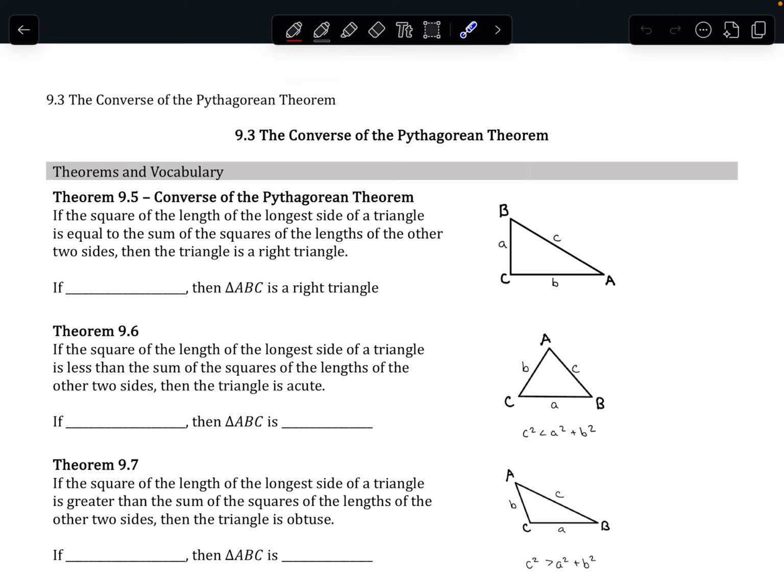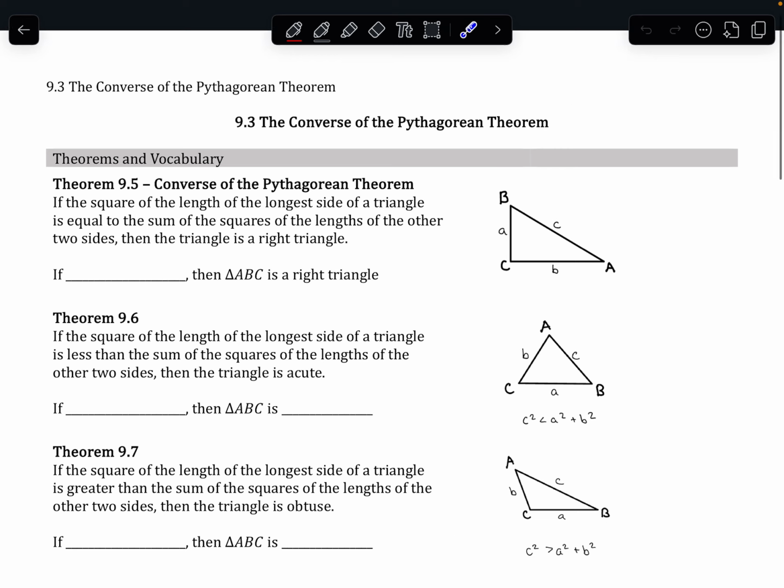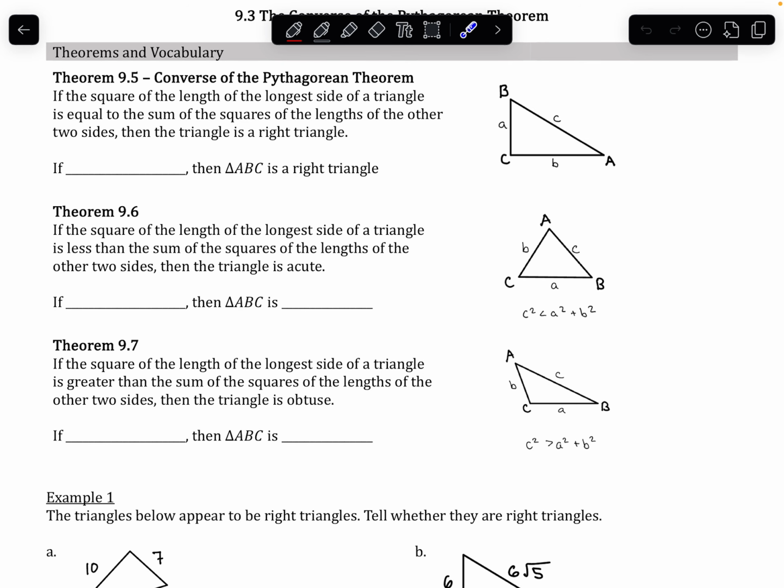Hi, everyone. Today we're going to focus on Chapter 9, Section 3, or the converse of the Pythagorean Theorem. Today we'll discuss three theorems.